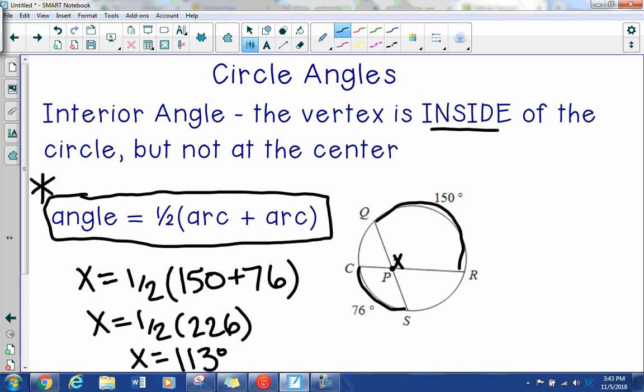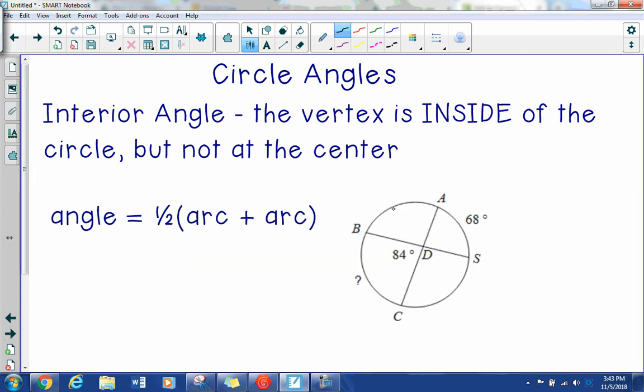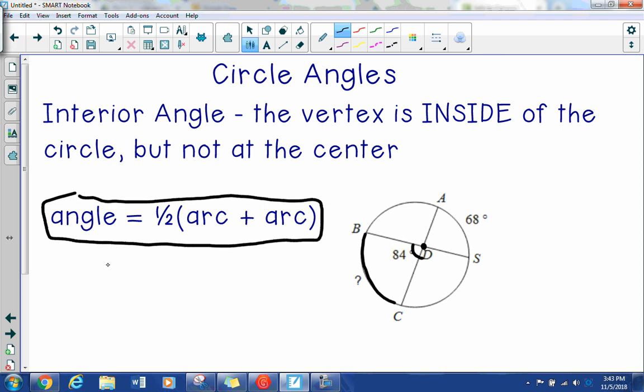Here's another example where we have an interior angle, but notice this time I gave you the measure of the interior angle. I'm asking you to find one of the arcs that it intercepts. So I'm still going to use this new relationship right here, but since they gave me the angle, I'd say that angle 84 is equal to 1/2 of, this is the arc that we don't know, plus the other arc that's opposite from it is 68.